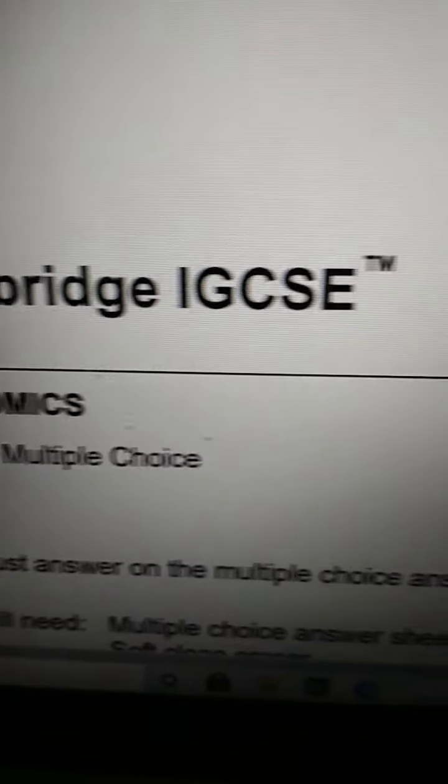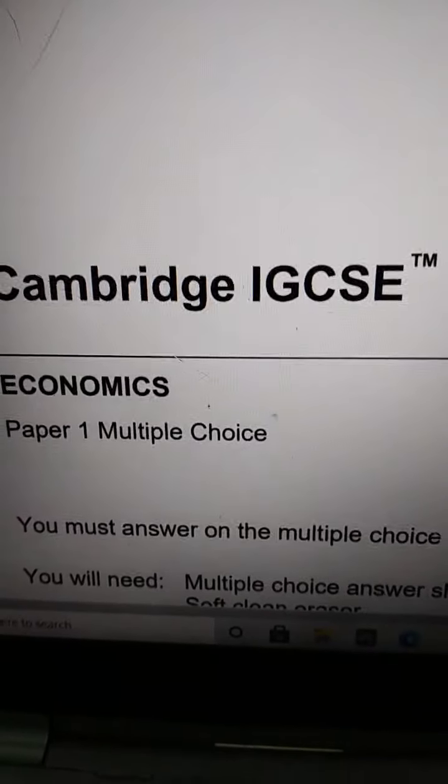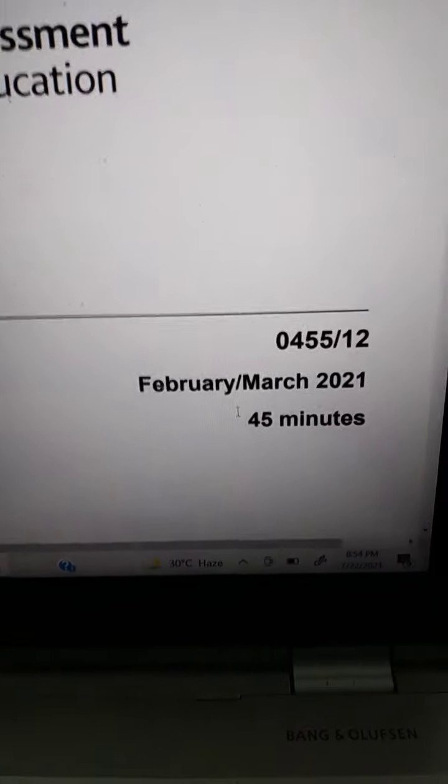You can see it is the Feb/March 2021 paper, and the code is 0455/12, because it is a paper from IGCSE. And remember, students, that it is great practice to do these papers after doing the O Levels papers. Do it from the IGCSE. The first two questions I explained in my other video, but let me go through them quickly.